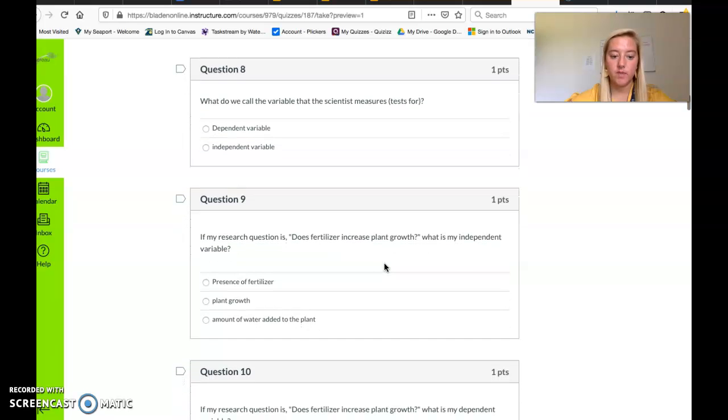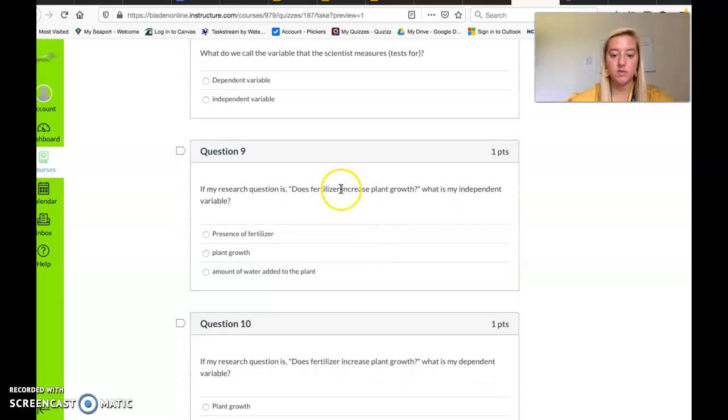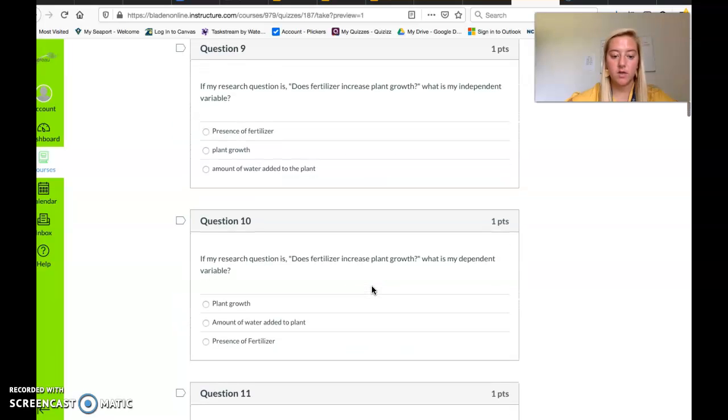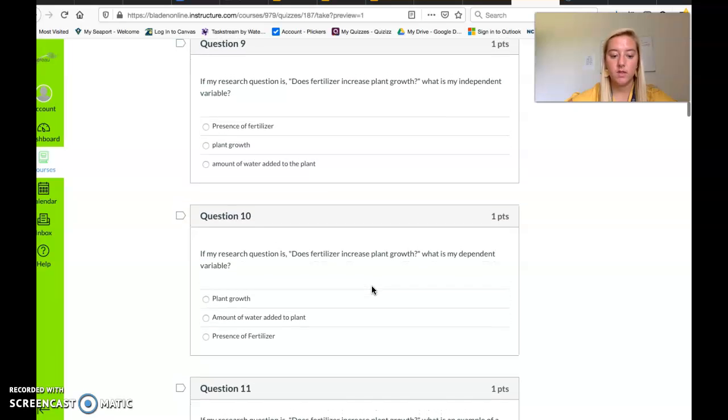Question number 9, if my research question is, does fertilizer increase plant growth? What is my independent variable? Presence of fertilizer, plant growth, or amount of water added to the plant? Question number 10, if my research question is, does fertilizer increase plant growth? What is my dependent variable? Is it plant growth, amount of water added to the plant, or presence of fertilizer?